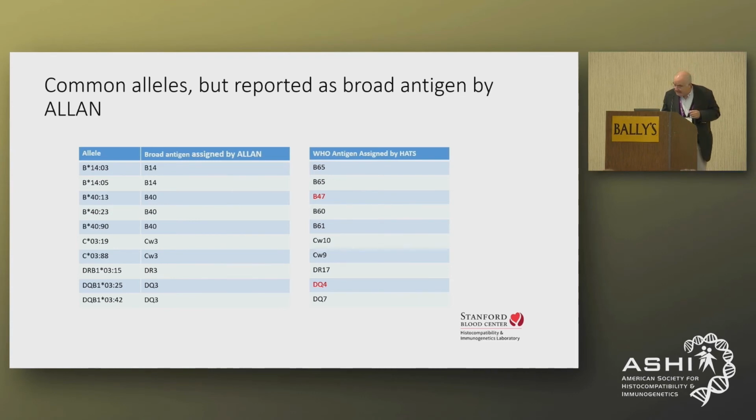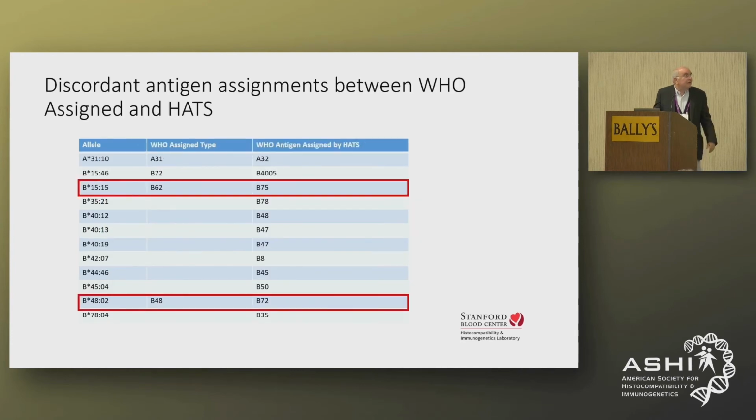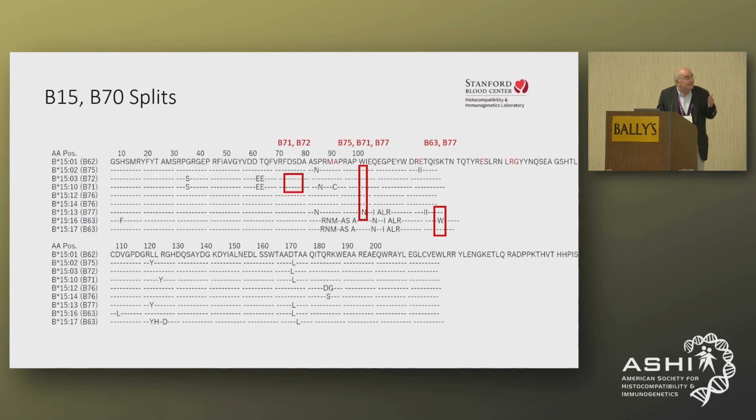This adds more resolution to some serotypes that were not assigned, because sometimes there was incomplete serology when these alleles were submitted to the IMGT. For example, here we have an interesting one, B1515. It's a matter of debate even in my lab, but I can tell you that B75, and today Ketty confirmed to me, Ketty, are you here? Raise your hand. B1515 comes as B75, more common than B62. For example, B4802 is B72.